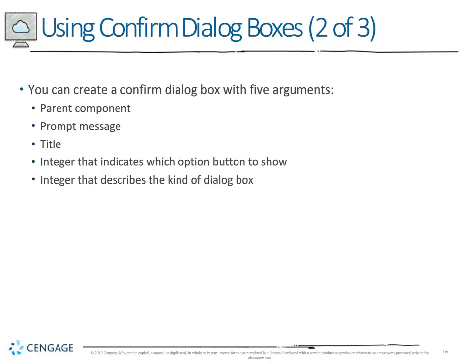You can also create a confirm dialog box with five arguments. The first one is a parent component. In our case, it's null. The second is a prompt message. The third one is a title. The fourth one is the integer that indicates which option buttons to show. And the fifth one is the integer that describes the kind of dialog box. Let's take an example. Let's add the third parameter, which is the title to be displayed in the title bar.